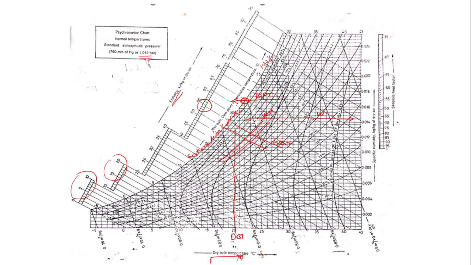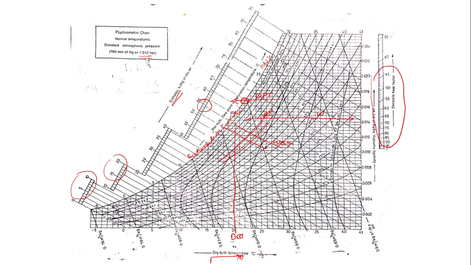Then you can see one scale over here. Okay, this particular scale which you can see over here, this is nothing but the sensible heat factor scale, the SHF scale. This scale is very important to go for the numericals based on the cooling load estimation or the air conditioning.